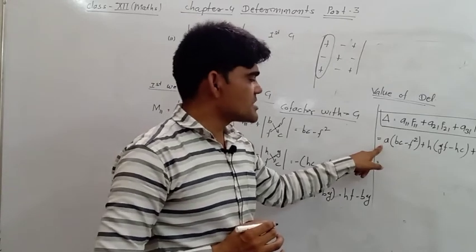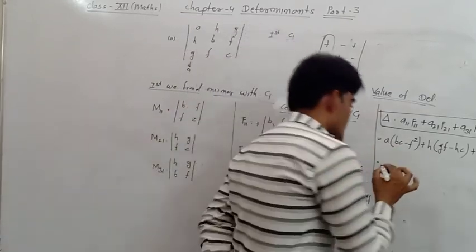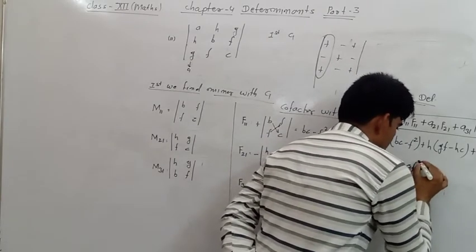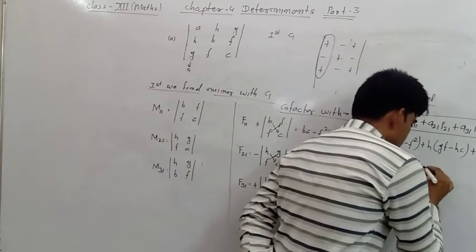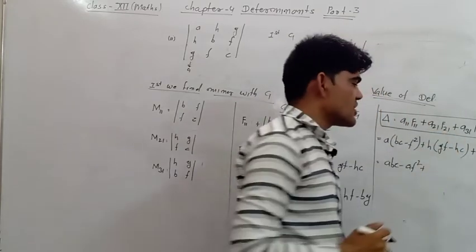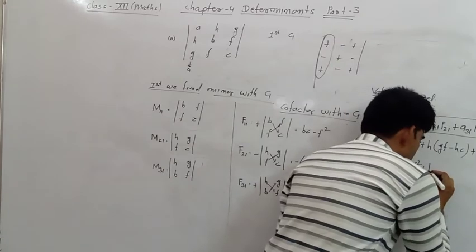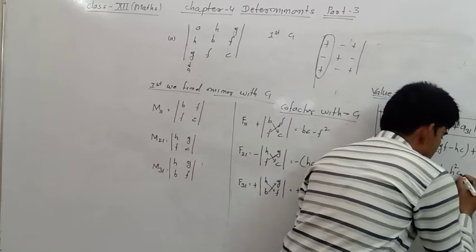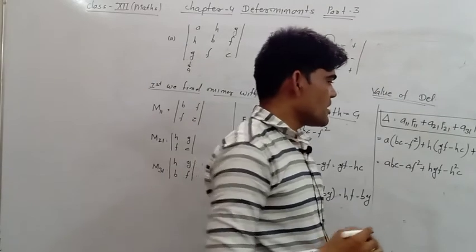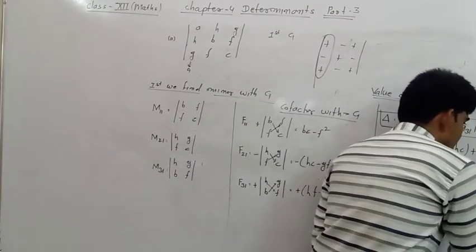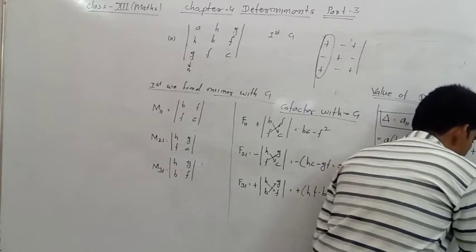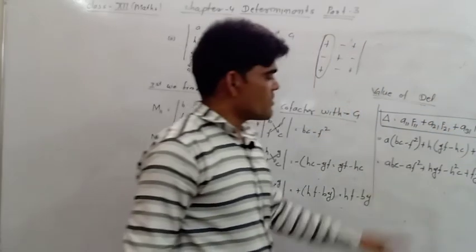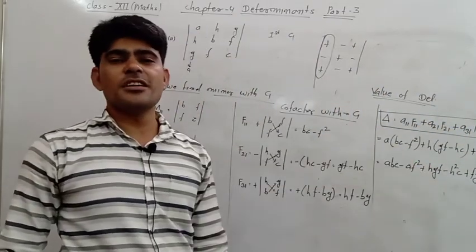In the next row, multiply the element and remove the bracket. First we multiply A by BC minus F square, then we write ABC minus AF square. Plus we multiply H by GF minus HC, then we write HGF minus H square C. Next we multiply G, giving plus FGH and minus BG square.